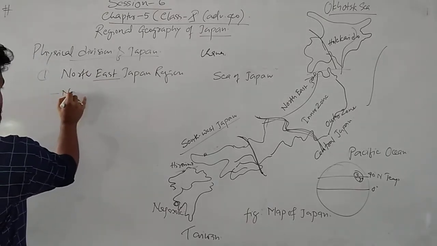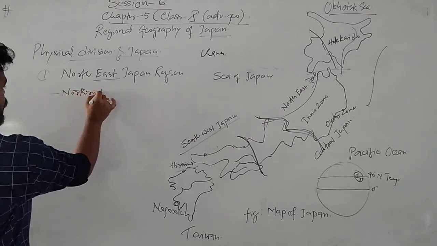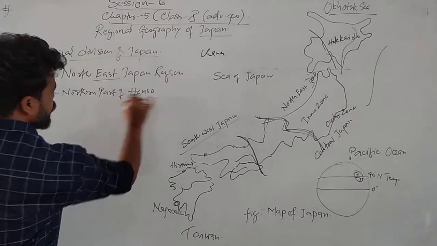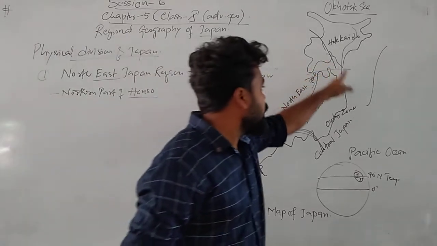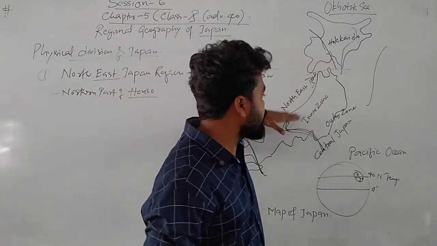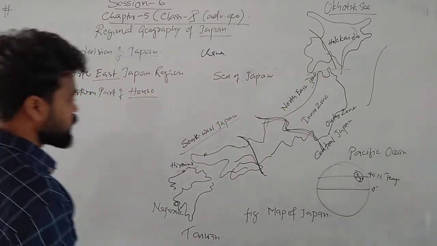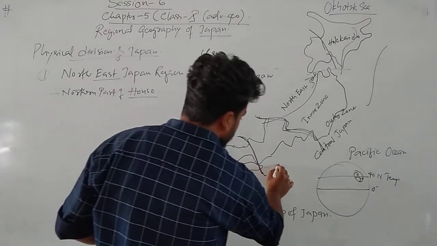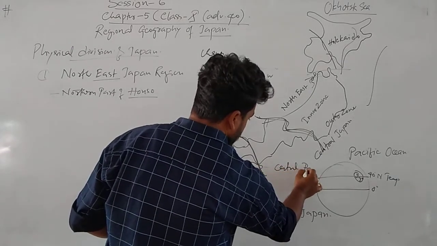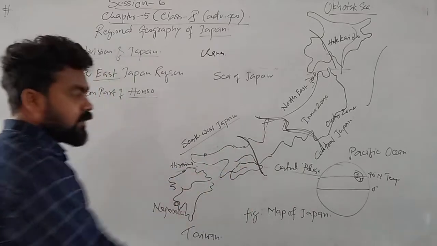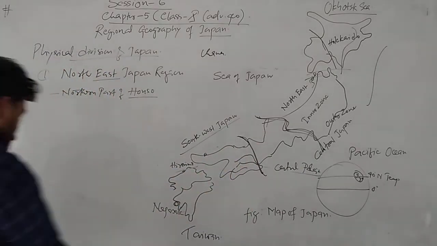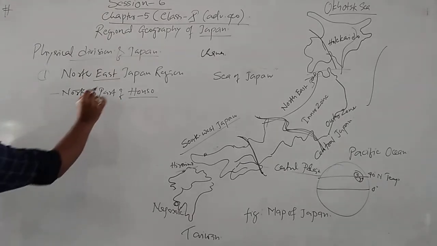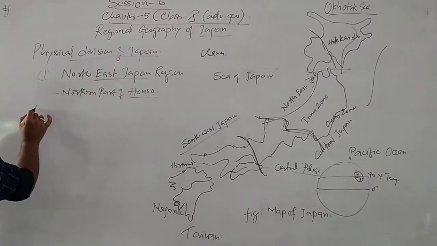So it actually consists of the northern part of Honshu Island. Because this is Hokkaido, and this whole island is Honshu. This northern part is actually what? Northeast Japan, and the southern part consists of the Central Plain. This southern part is Central Plain, because we have written here central Japan. So the northern part of Honshu is called Northeast Japan.